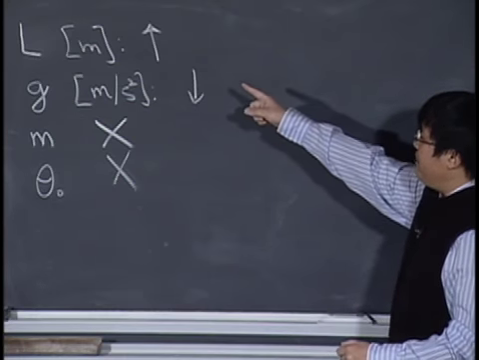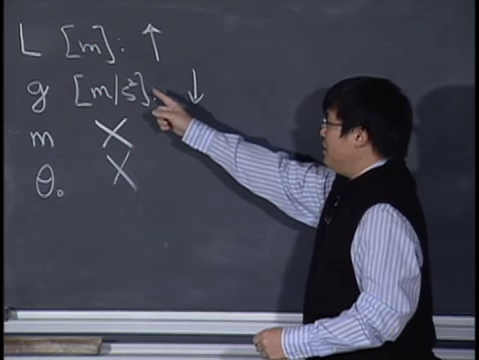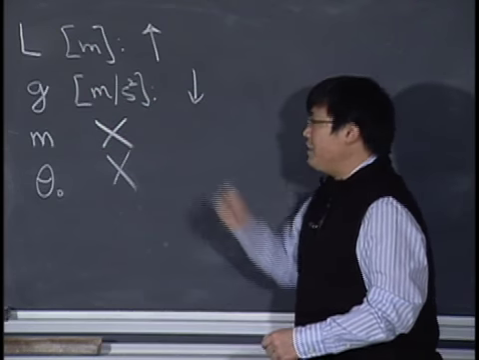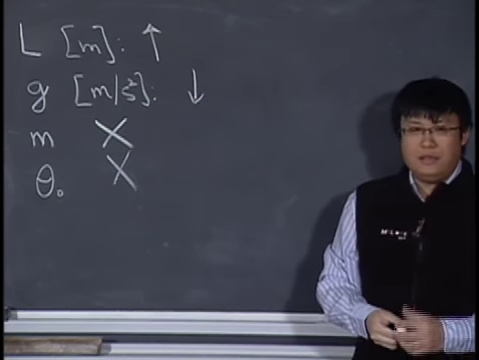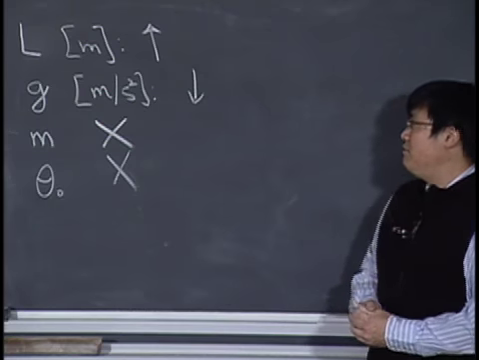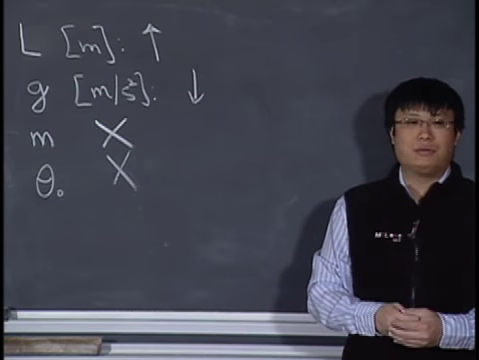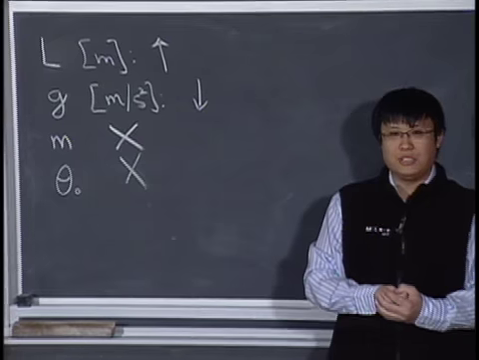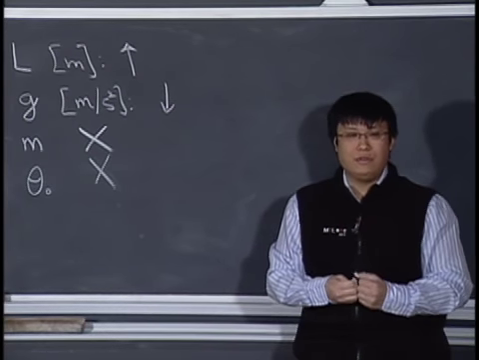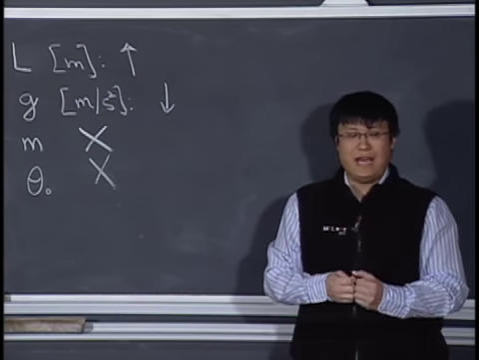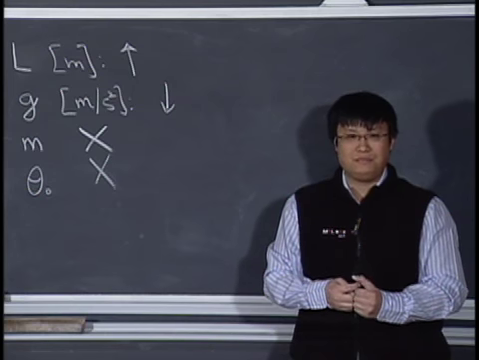Now, only knowing the fact that length is in meters and g is in meters per second squared, think of a way to combine these variables in an equation that will produce the oscillation period, which is in seconds. So think about this for a few minutes with your neighbor, and we'll come back. I'll see you guys soon.